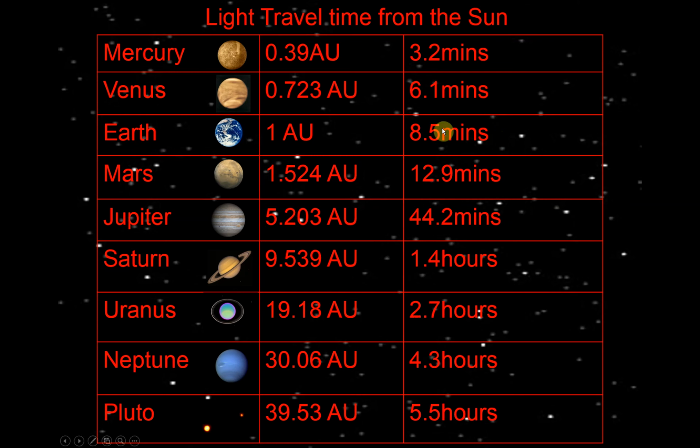And you can see these distances increasing here. Mars takes nearly 13 minutes. Jupiter, 44. By the time you get to Saturn, you're talking about hours here. So light leaves the Sun. It takes nearly 1.4 hours for light to reach Saturn. Uranus is now at 3, Neptune at 4, and it takes nearly 6 hours for light to reach Pluto.